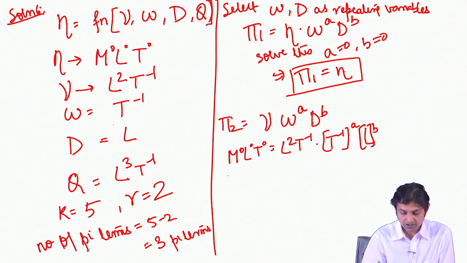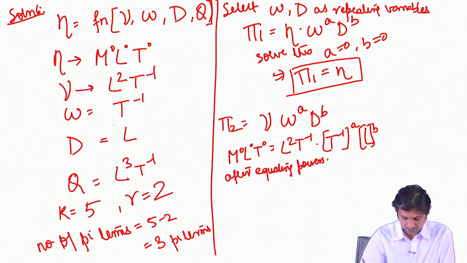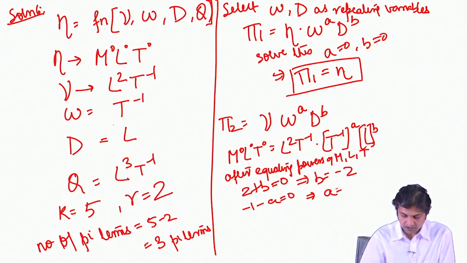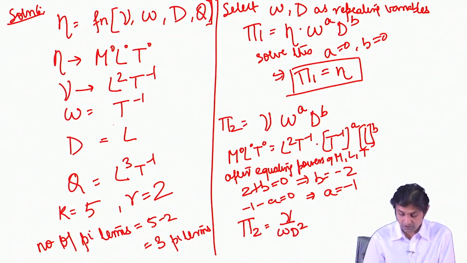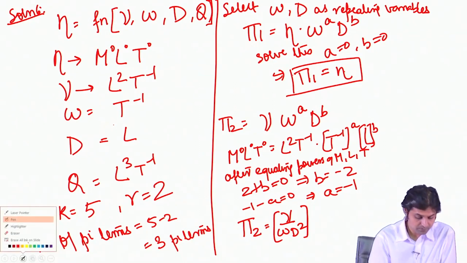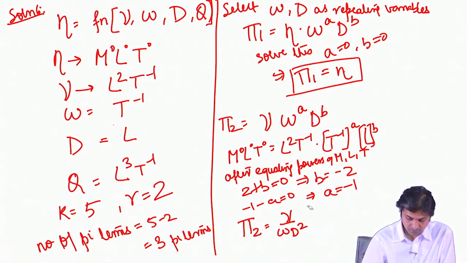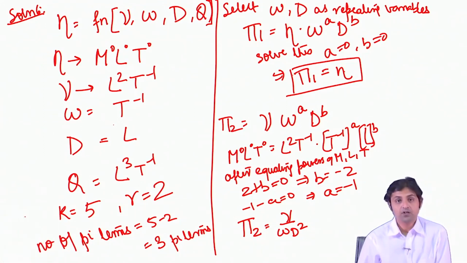After equating powers of M, L and T, what we get is 2 plus b is equal to 0, implying b is equal to minus 2, and minus 1 minus a is equal to 0, implying a is equal to minus 1. So, our second pi term is going to be nu by omega d square. All right. So, that is the second pi term.